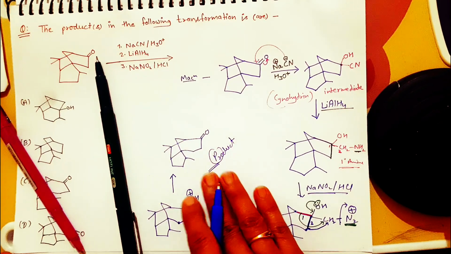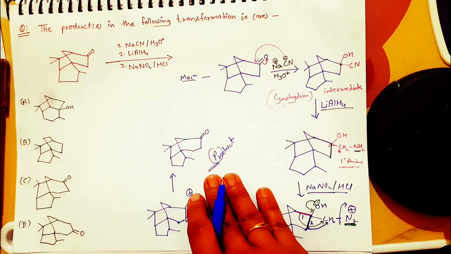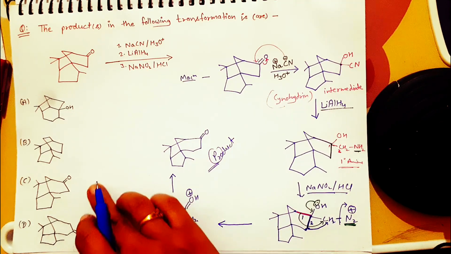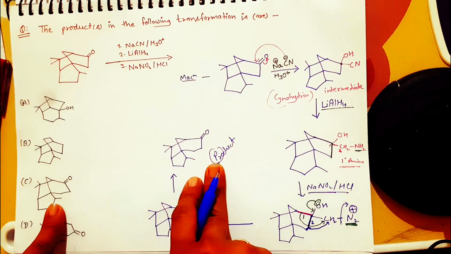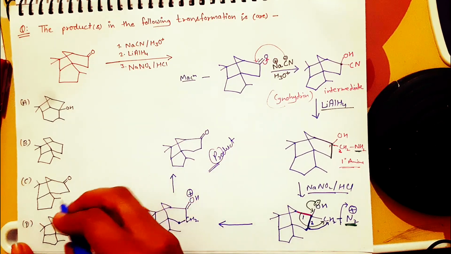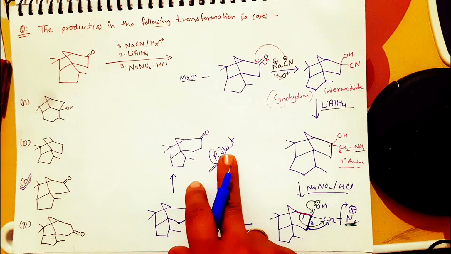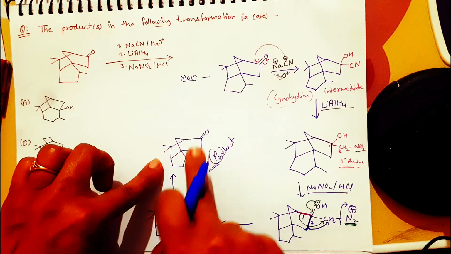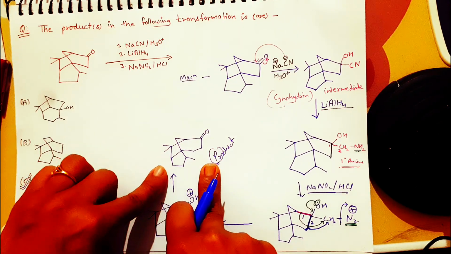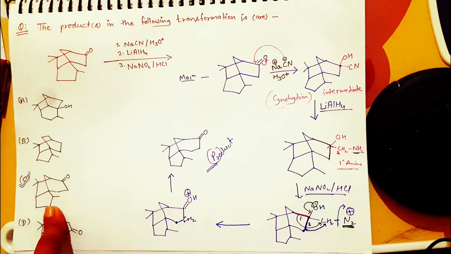So this is our final product. We check in the given options. In option C only matches with our product. So here option C is correct. So according to this mechanism, we get this final product, and in the given options only option C matches with this.